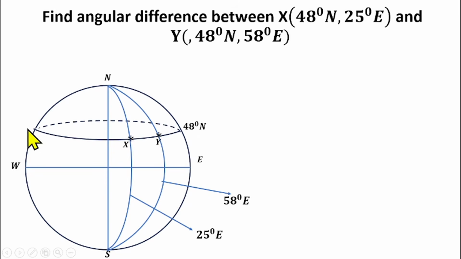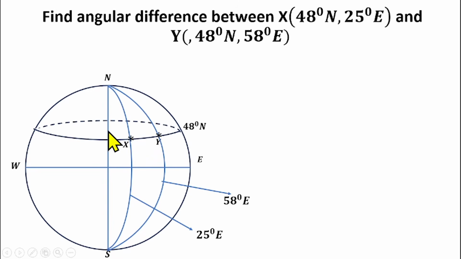From there we can see that point X and point Y are on the same latitude, 48 degrees north. That latitude is a small circle because it is a parallel of latitude. It's not the equator, neither is it a line of longitude, which are great circles, but this is a line of latitude, which is a small circle.